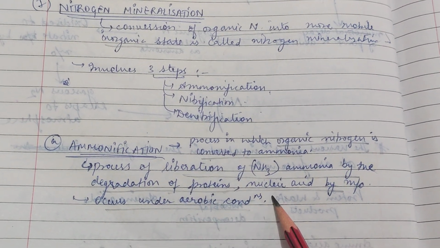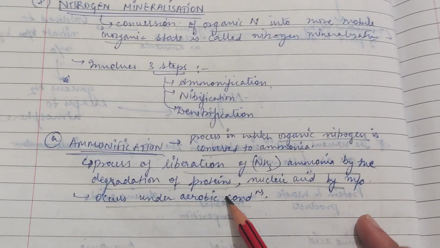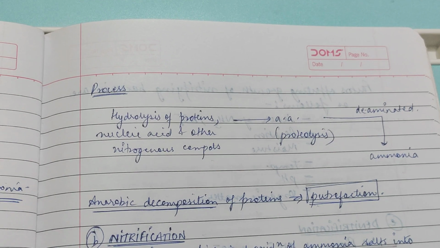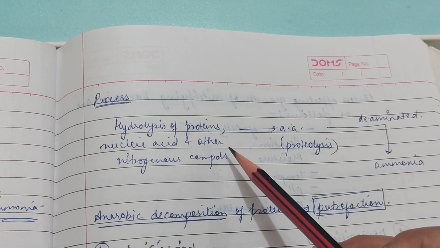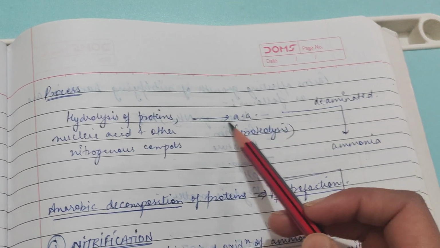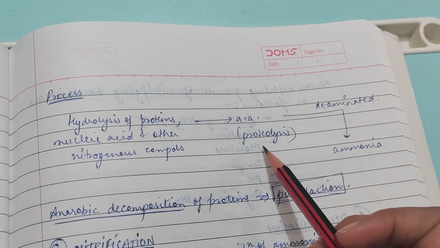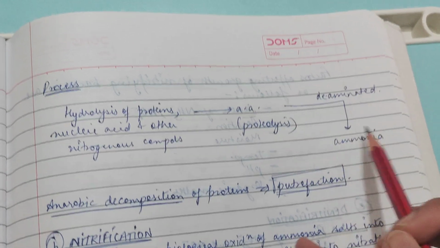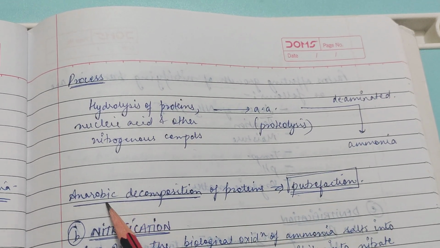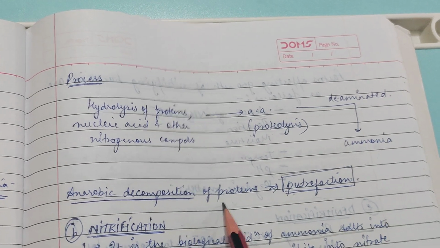In ammonification, the organic nitrogen is converted into ammonia, and the liberation of ammonia occurs through the degradation of proteins and nucleic acids by microorganisms, and it occurs under aerobic conditions, that is, in the presence of oxygen. The process of ammonification is that hydrolysis of proteins and nucleic acids and other nitrogenous compounds occurs to form amino acids through proteolysis, and these are deaminated to form ammonia. Putrefaction is the process of anaerobic decomposition of proteins.